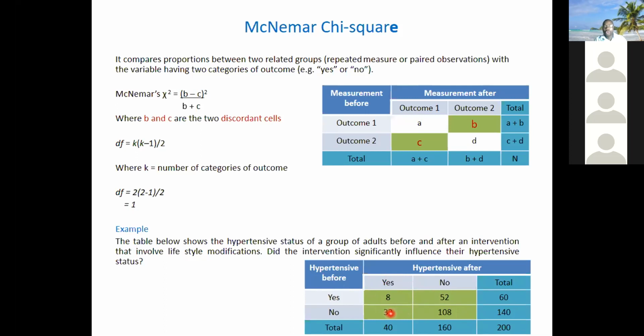Does it make sense? So you're going to see that before, the total that were hypertensive were 60 and 140 were not hypertensive. But after, the total that were hypertensive were 40 and 160 were not hypertensive. So you can even see from that observed result that the people that are hypertensive dropped. And you know that some people who are hypertensive became not hypertensive, and some people who are not hypertensive became hypertensive even after you have prescribed your diet.